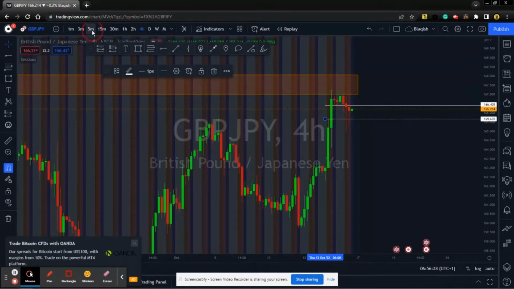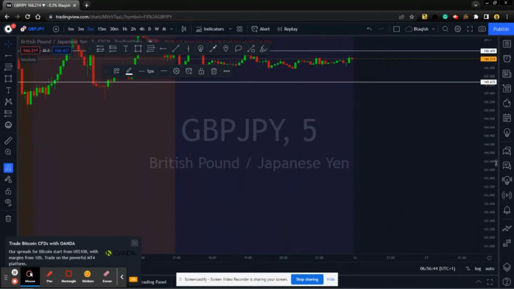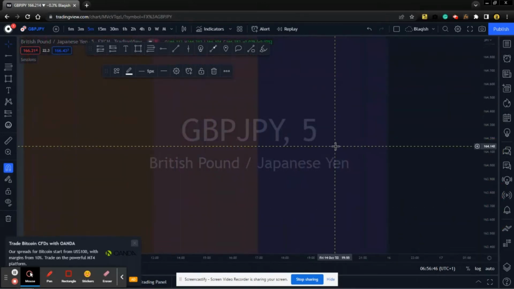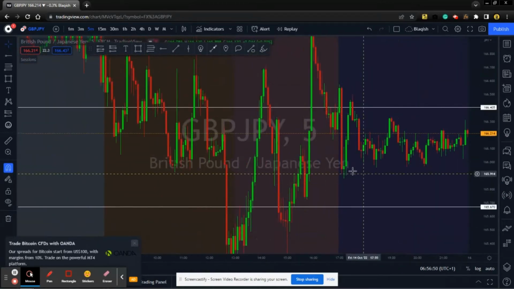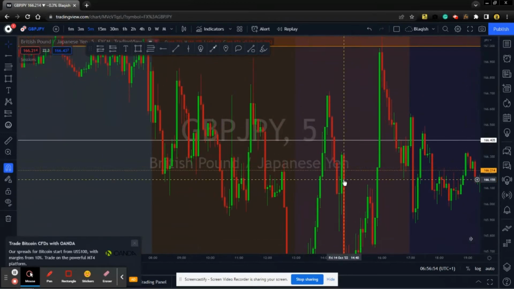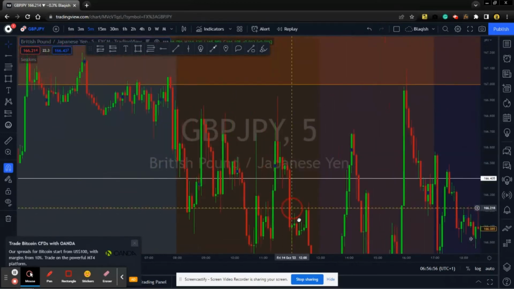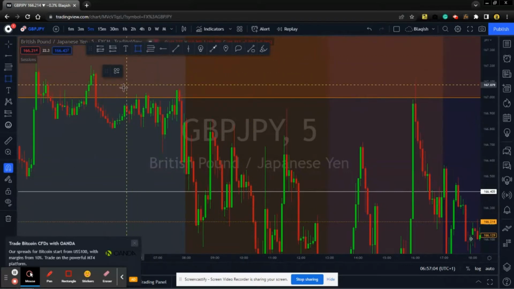Now when it comes to your entry criteria, there's one thing you really need to consider for you to find a beautiful entry. You want a market to consolidate, or a market to form an order block before the market comes and tags that order block. A good example is here during Asian session.